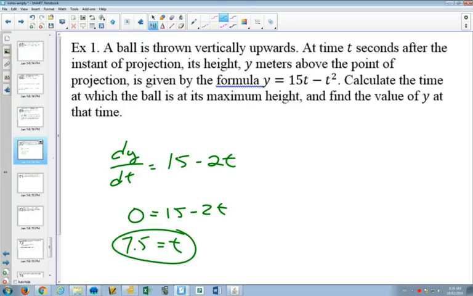So we get our time is 7.5 seconds. And getting that value, I think, is relatively quicker this way than if you had to complete the square. Now, completing the square doesn't take too long, but the derivative is a little bit faster. Now that we've got the time, we can find the y value at that time by just plugging that into our calculator. See what value I get here. 56.25.